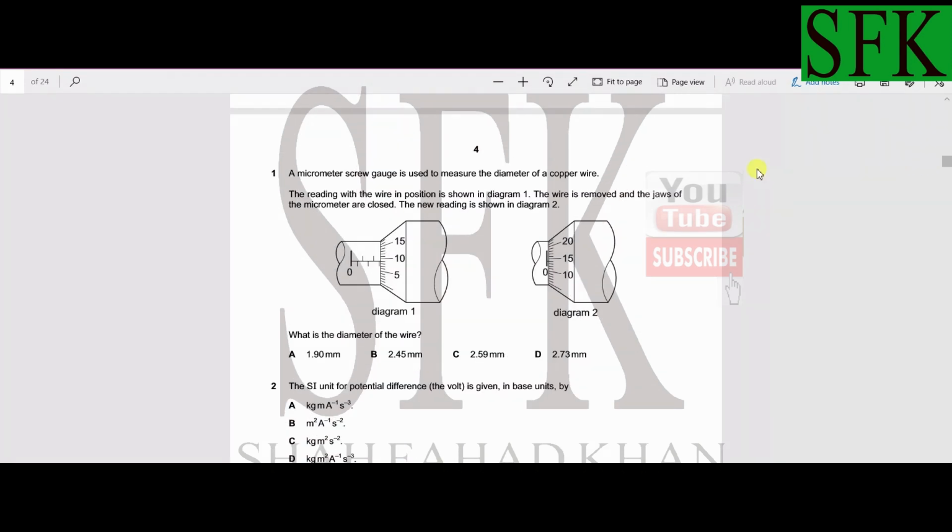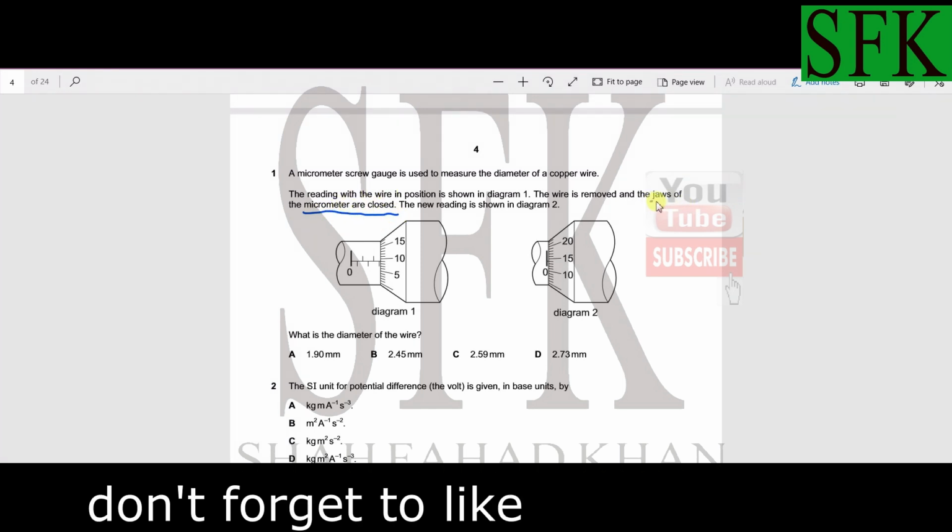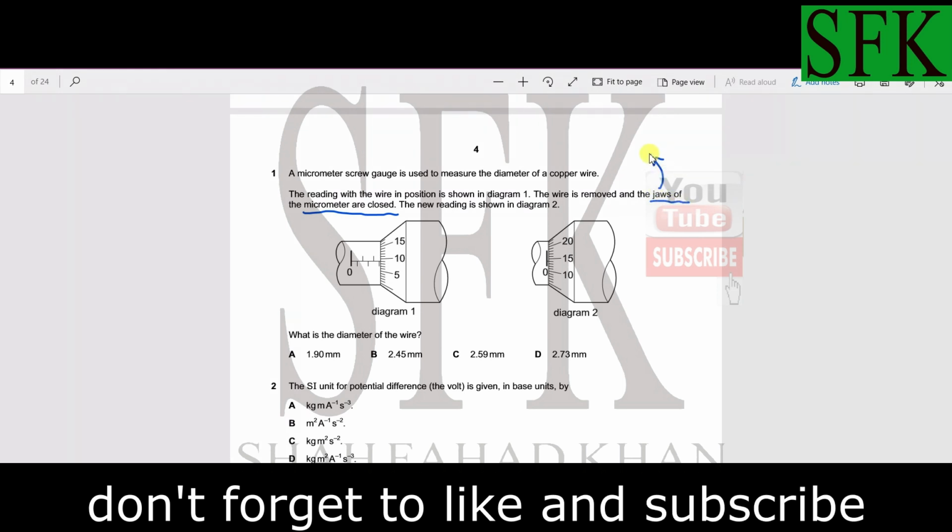The first MCQ. A micrometer screw gauge is used to measure the diameter of a copper wire. The reading with the wire in position is shown in diagram 1. The wire is removed and the jaws of the micrometer are closed. One thing to note here is that the jaws are always closed in order to check for zero error. This is one important keyword to understand.